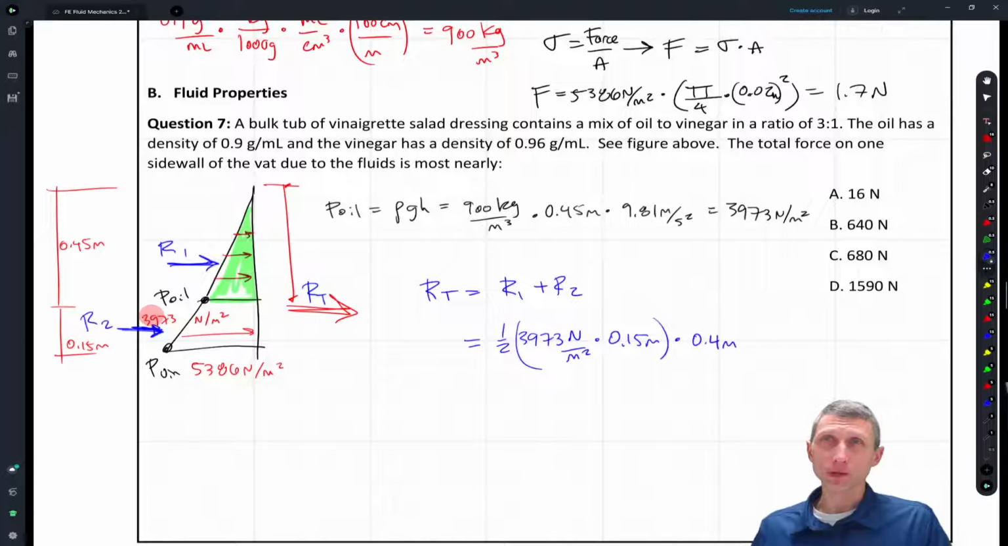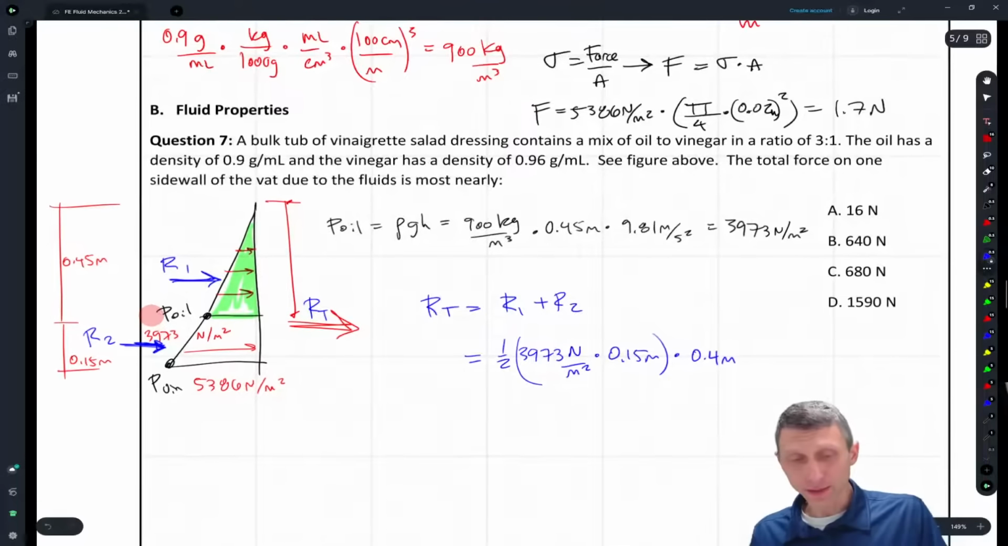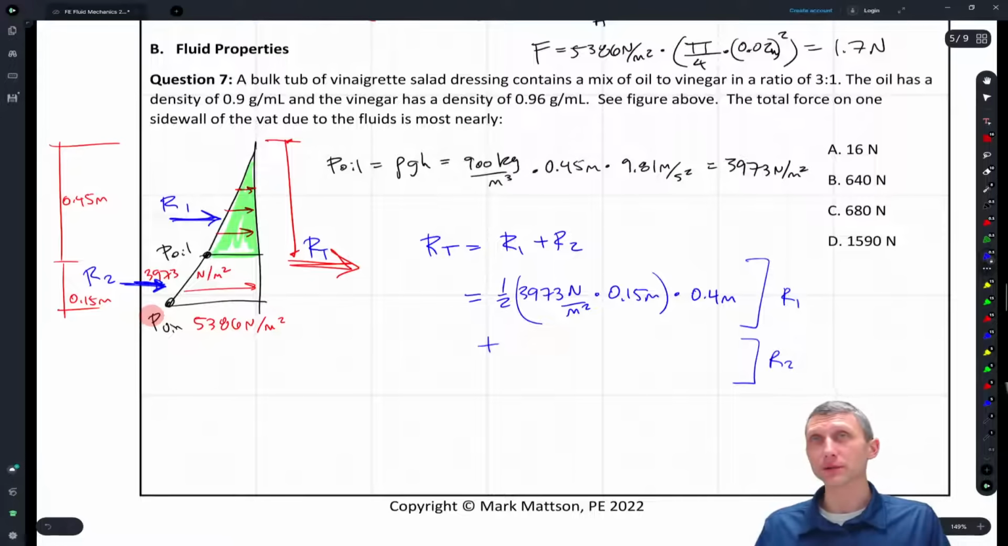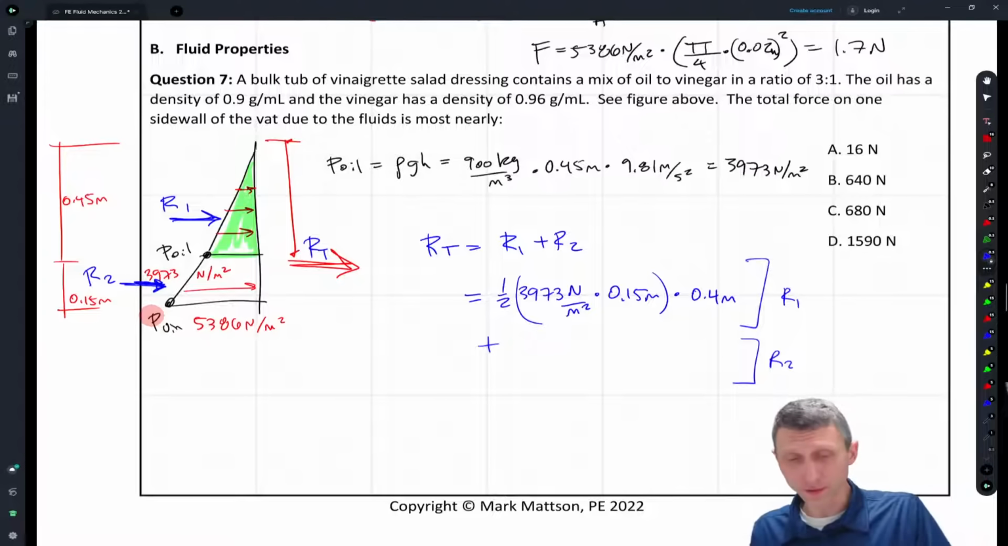So we got all those down, and then we're going to add to that the R2. This is all R1, and then we're going to add in R2 here, and R2 is going to be the area of a trapezoid. You remember the area of a trapezoid? I hopefully you don't have to look that one up.